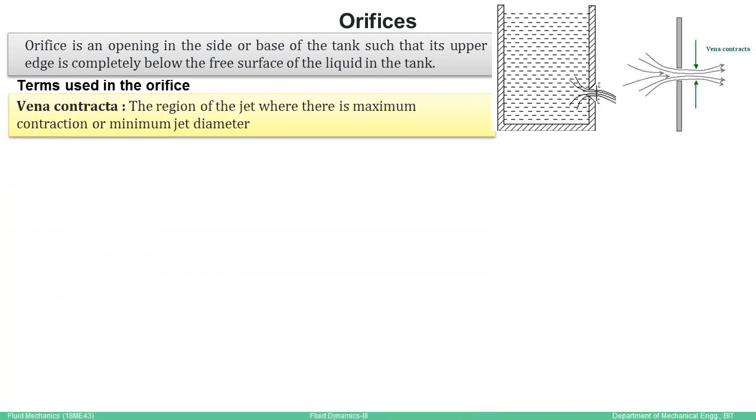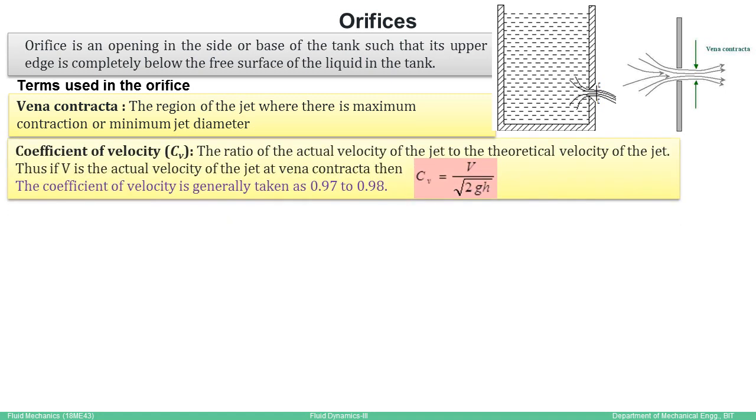So some of the different terms used here: vena contracta is the area of the jet where there is maximum contraction or minimum jet diameter. Coefficient of velocity is the ratio of the actual velocity of the jet to the theoretical velocity of the jet. Generally its value lies between 0.9 to 0.98, and if V is the actual velocity of the jet, Cv is given by V by root of 2gh, because root of 2gh is the theoretical jet velocity.